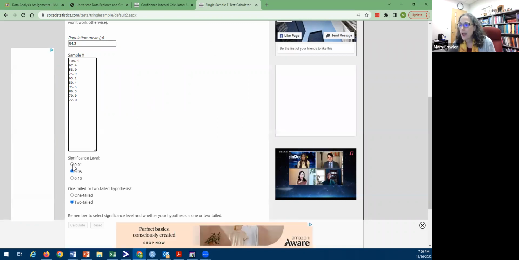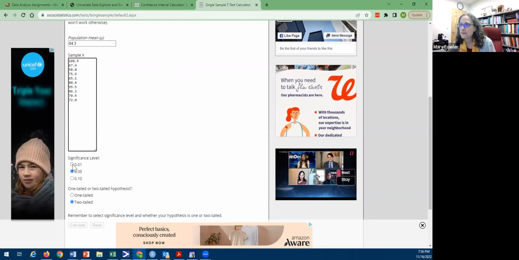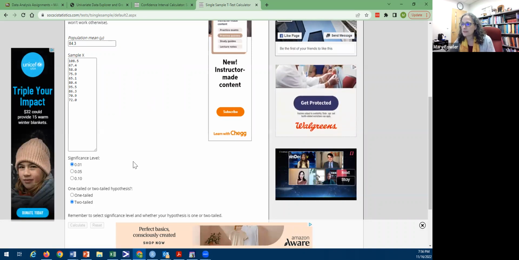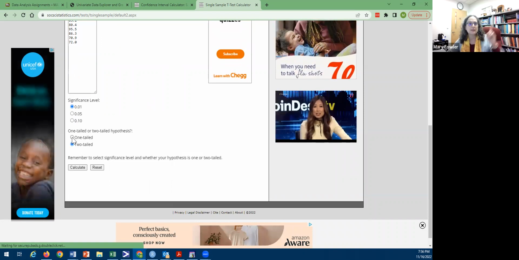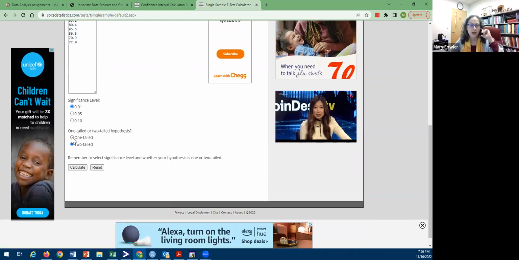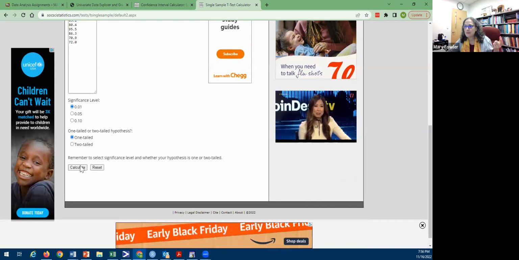Okay, we're asked that we have to give the significance level. So we're going to put the significance level in there. We are doing a one-tailed test because we're interested in less than, right? That was the question. Has the new system decreased the wait time? All right, so one-tailed test, and we'll calculate.